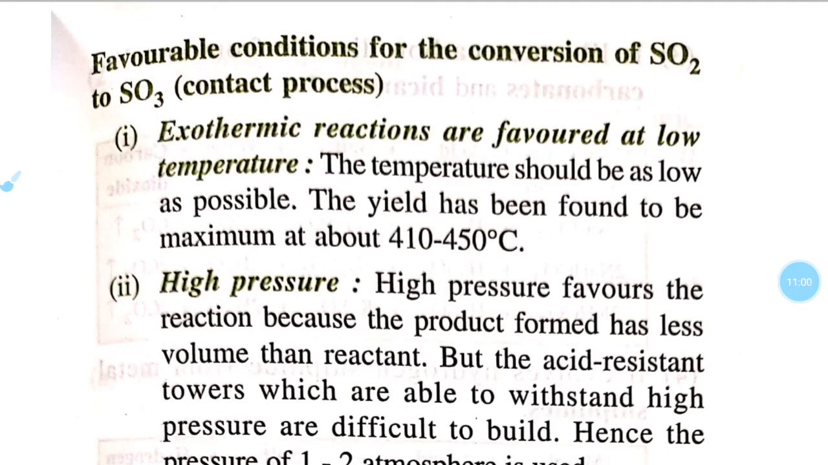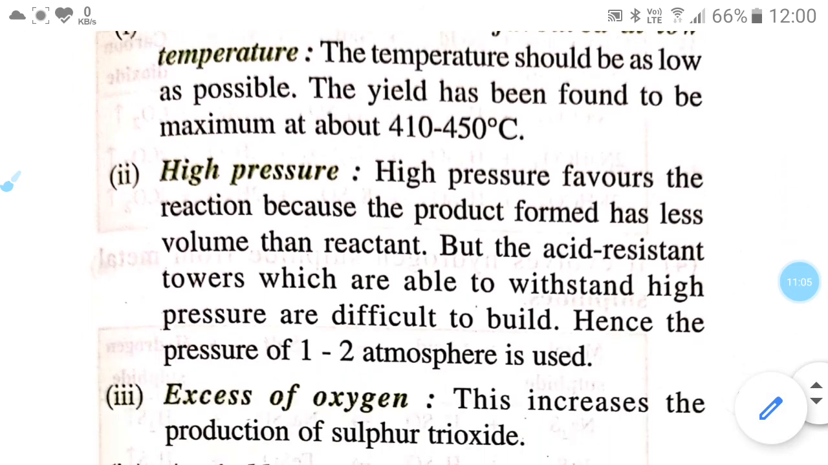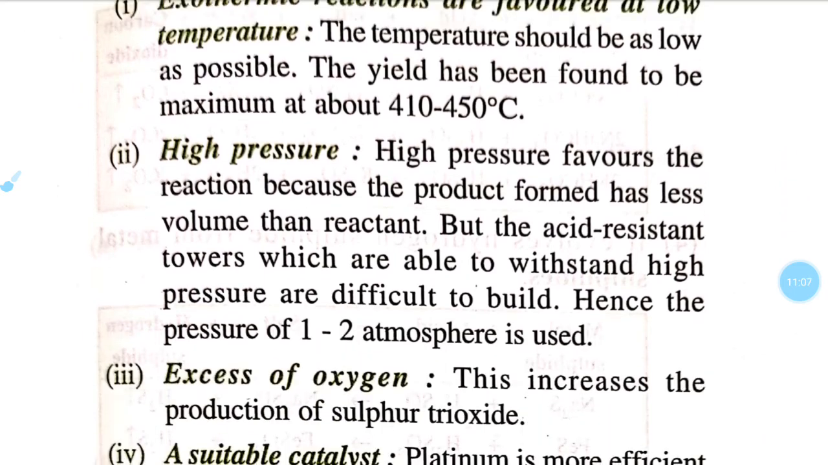So an optimum temperature is maintained between 410 to 450 degrees Celsius. A pressure of 1 to 2 atmospheres is maintained. Here a volume contraction occurs, and according to Le Chatelier's principle, if volume contraction occurs, then high pressure will favor the reaction. But in order to give high pressure, we have to produce more mechanical energy, and we don't want to waste mechanical energy. 1 or 2 atmospheres of pressure is enough.